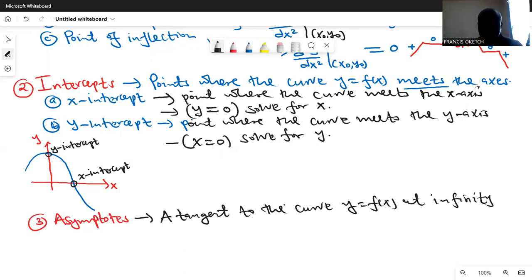A line tangent to the curve at infinity, a line that is tangent to our curve at infinity. That means your curve and that line will only meet at infinity. That's what I mean. They can never intersect anywhere, but we assume that they will meet at infinity. Infinity here is a very, very big number. So we suppose that the curve and the line will always meet at that very big point, the infinity. The infinity is written as this.